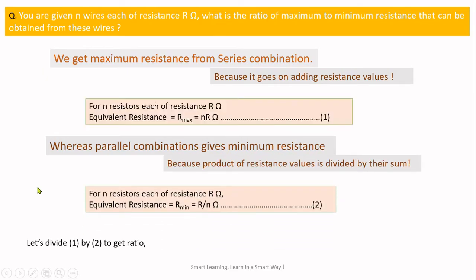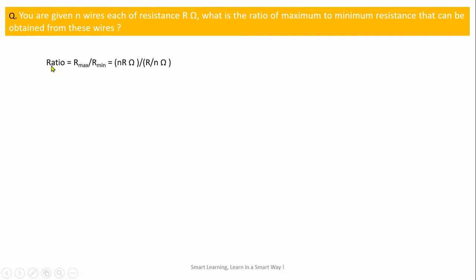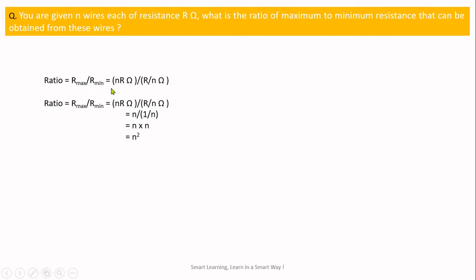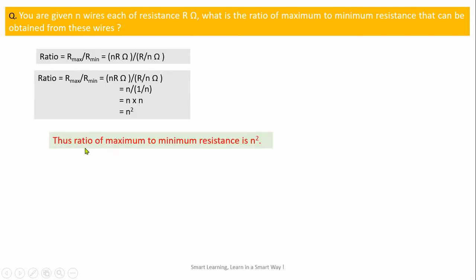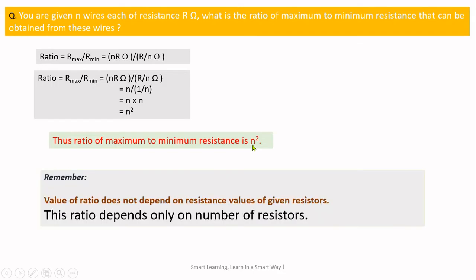Now let's divide equation 1 by 2. Then we get the ratio as R max by R min, which is equal to n times R ohm divided by R divided by n ohm. Further simplifying this expression, we get ratio is equal to n square. Thus, the ratio of maximum to minimum resistance is n square.